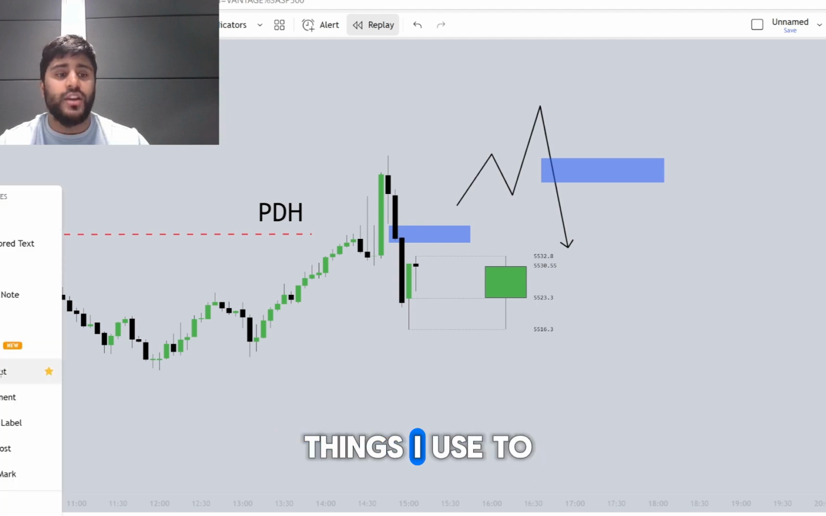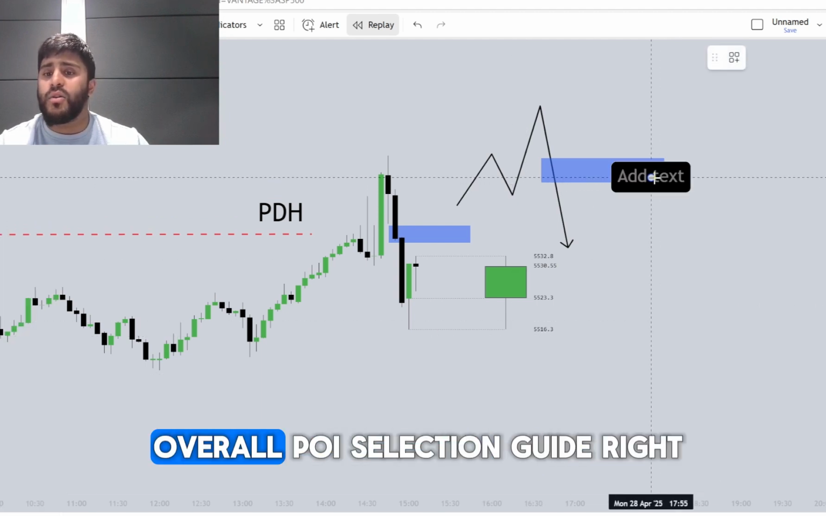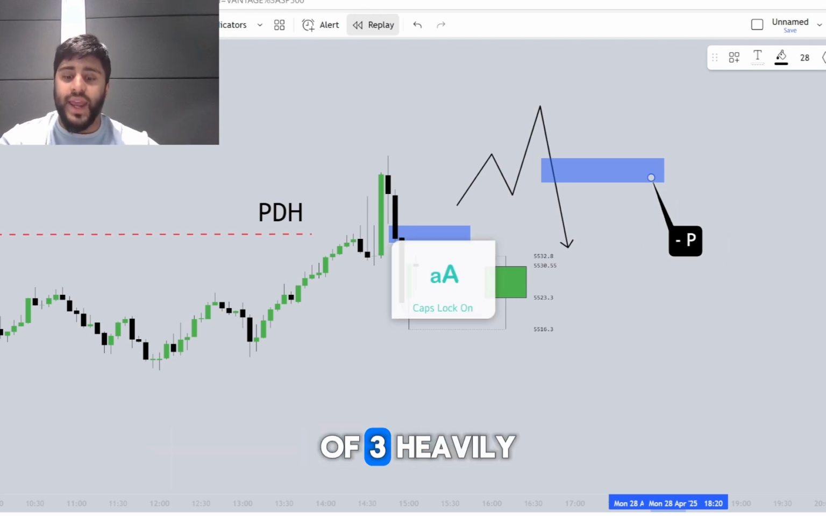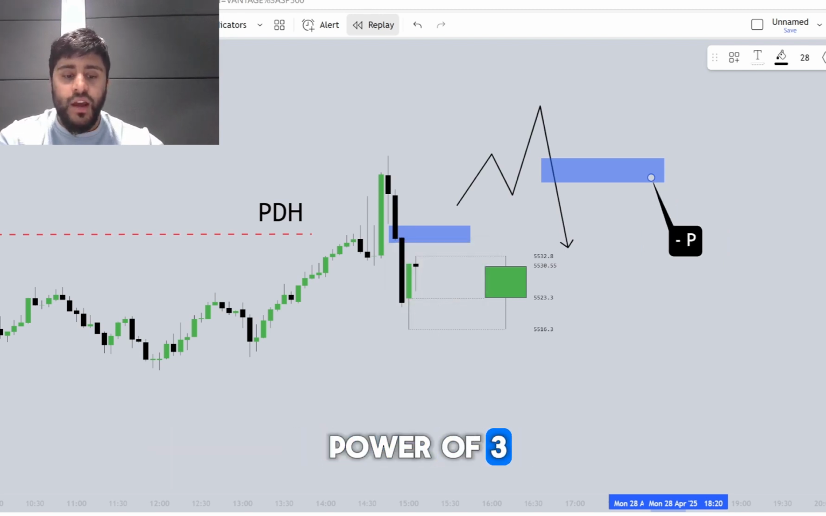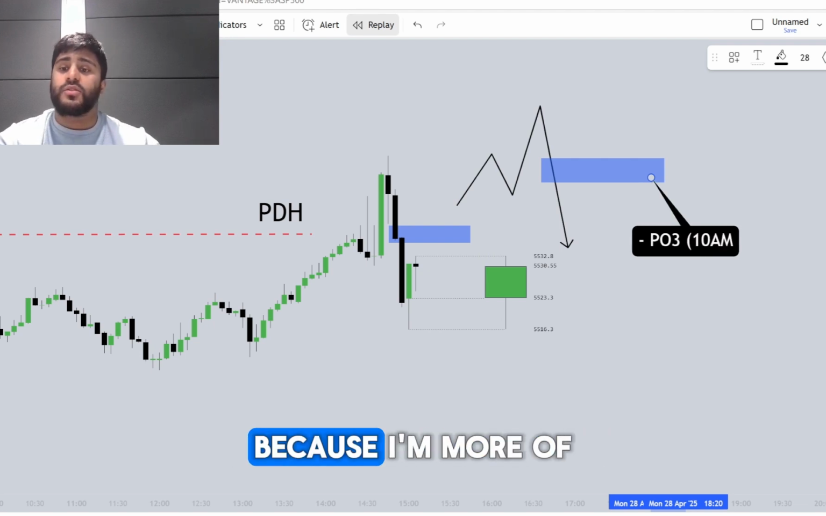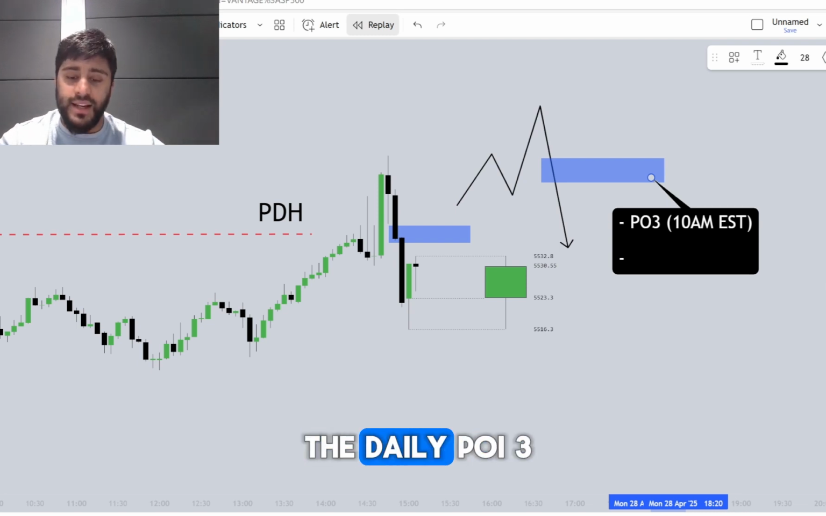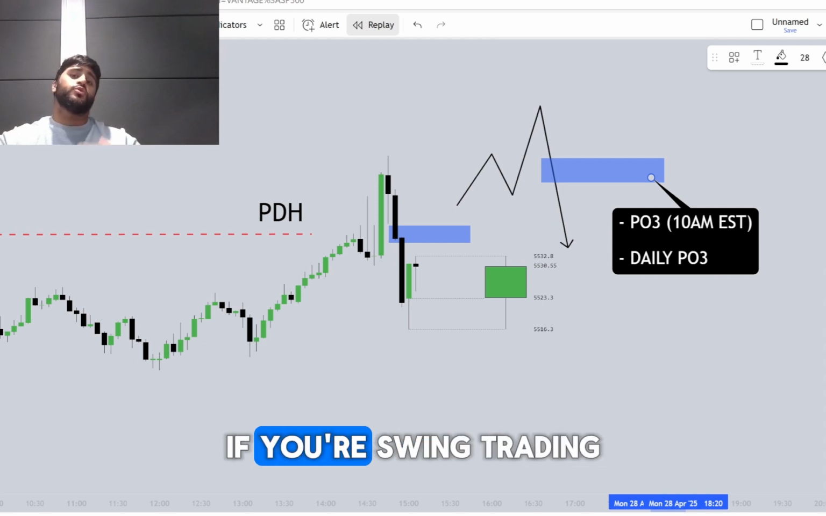So there's a few things I use to determine my entries, right? To determine my overall POI selection guide, right? I use the power of three heavily. And when I say power of three, I like to use the 10 a.m. power of three because I'm more of a scalper on ES. You can apply this to NQ. However, you can also use the daily PO3. So I do use the daily PO3. The daily PO3 becomes very powerful if you're swing trading.